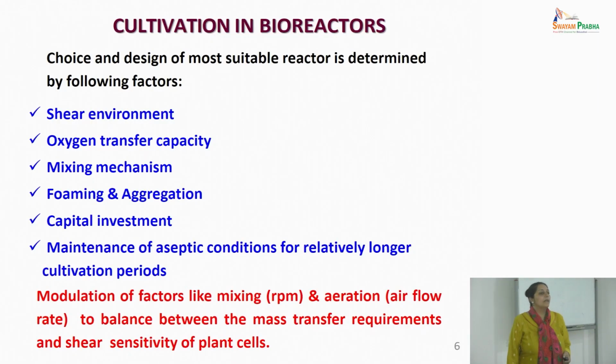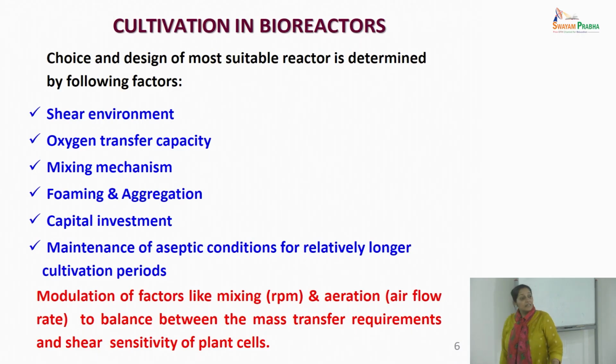So what should be kept in mind when we are doing reactor cultivations? The shear environment. You need to understand what is the threshold shear for your system. Then the oxygen transfer capacity, which we generally understand by a parameter called the volumetric mass transfer coefficient for oxygen. And the mixing mechanism: what kind of mixing or impeller should I be using?